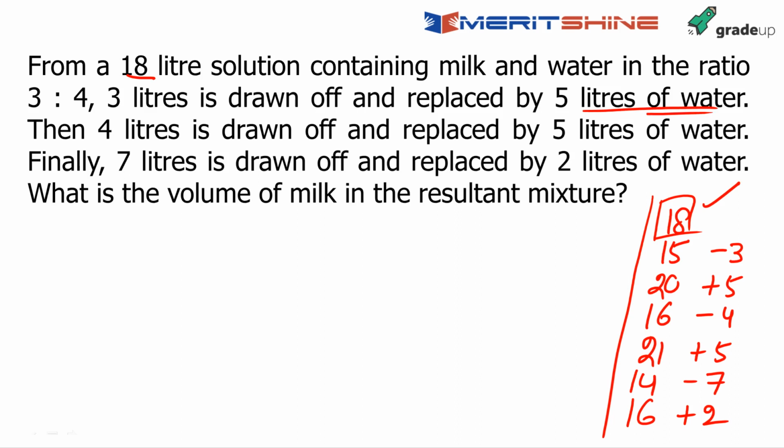So what would we work on? First things first, what would we work on? We would work on milk. Fine, this is 3:4 given. So milk concentration is 3/7. That's the first thing that's given to you. And let's write it like this, then we'll move forward.